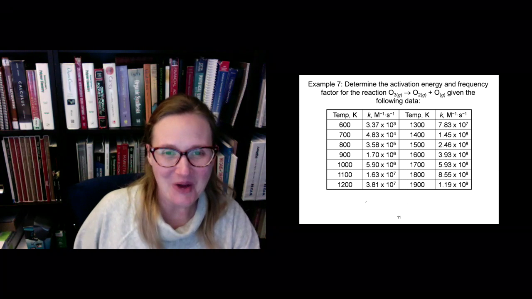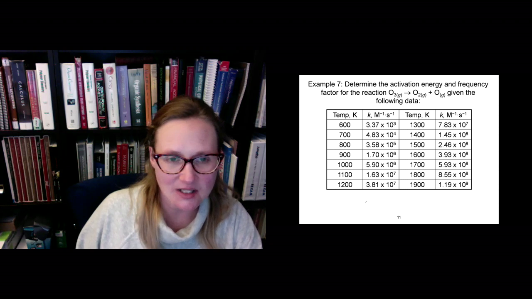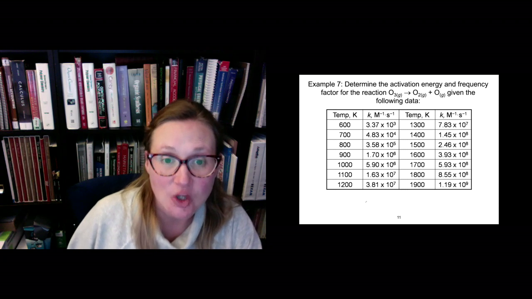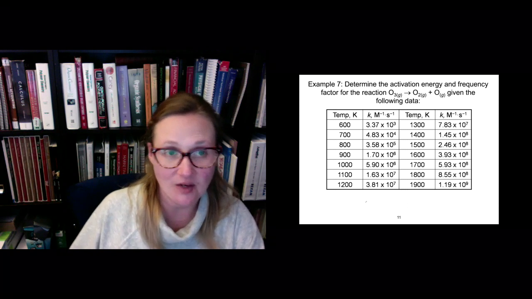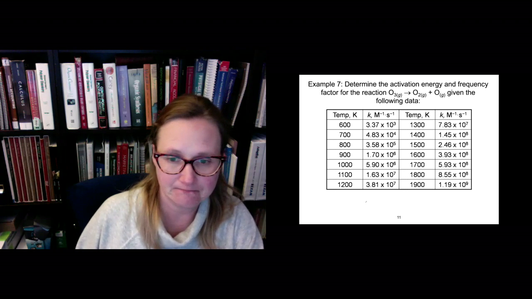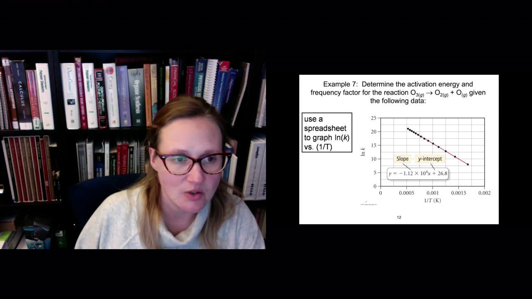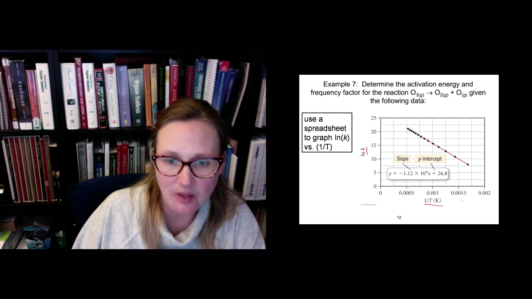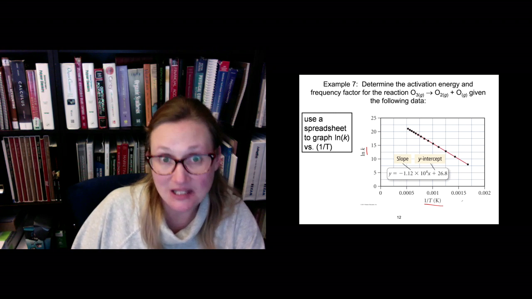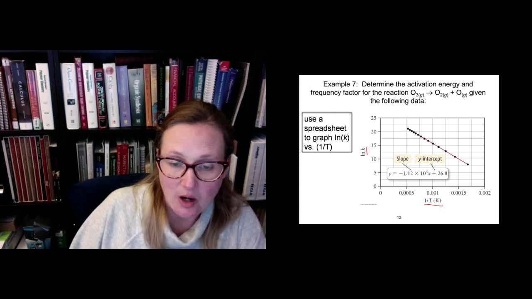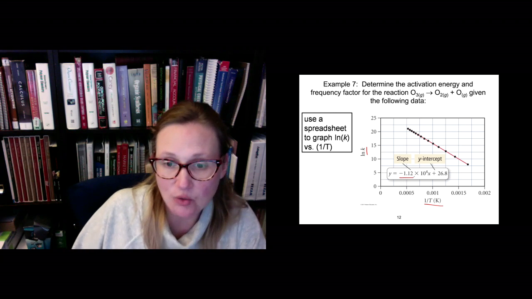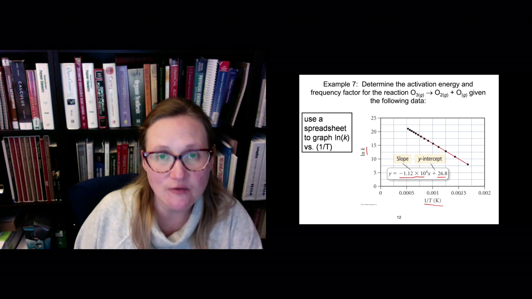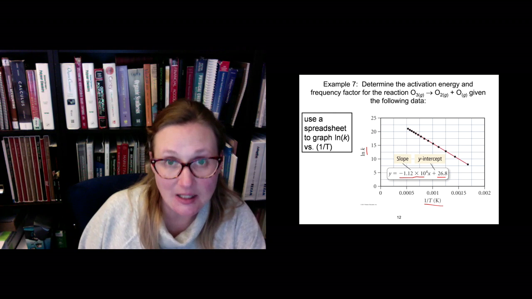All right, so here we have some data. We have taken a series of measurements at different temperatures, and we've measured their rate constants. We can plot this data and determine, well, what is the activation energy? What is the frequency factor? So when we do that, we're plotting again the natural log of k versus 1 over T in Kelvin. And we get an equation for the line because this is linear, right? So our slope is minus 1.12 times 10 to the fourth, and our y-intercept is 26.8. We can use those values to determine the activation energy and the frequency factor.